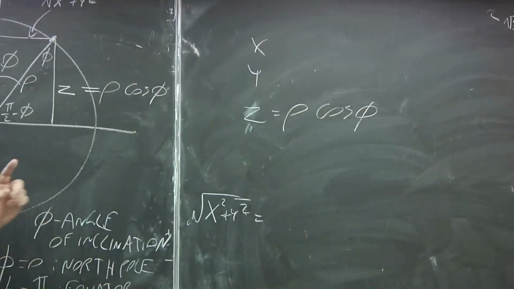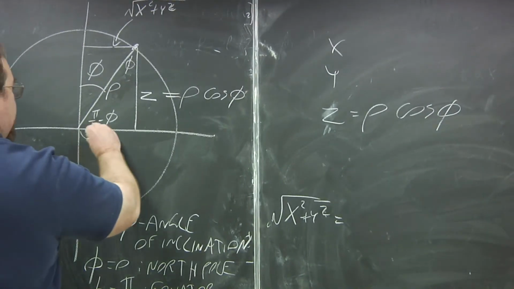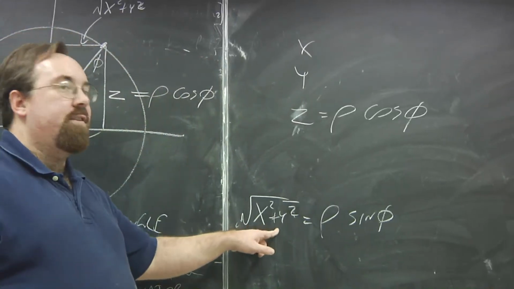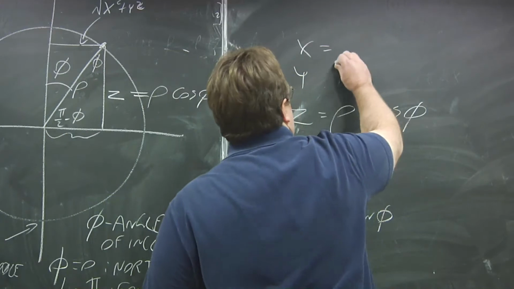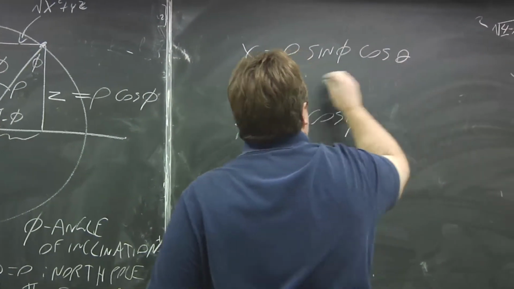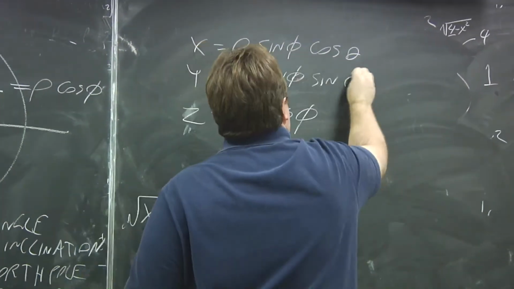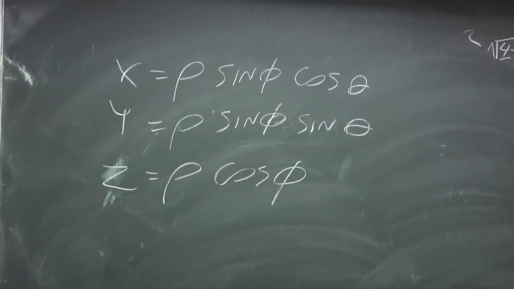Here, this distance is the square root of x squared plus y squared. So how can we express that in terms of rho and phi? That would be this distance right here as well: rho sine phi. All right, so now to get x and y individually, we incorporate theta. So x is going to be rho sine phi cosine theta, and then y is going to be rho sine phi sine theta. So that's how you convert from spherical coordinates to Cartesian.